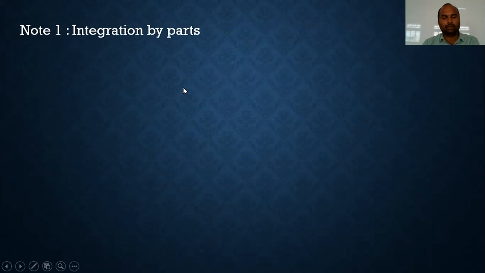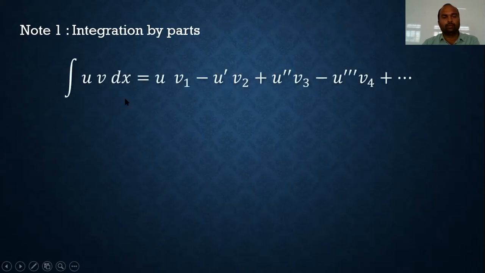Next, we'll see how to evaluate these Fourier constants. First one is integration by parts. U is the first function, V is the second function. Integral of U V equals U V1, where V1 means integration of the second function, minus U dash V2, where U dash is the differentiation of U, plus U double dash V3, again minus U triple dash V4, and so on, alternately plus and minus.